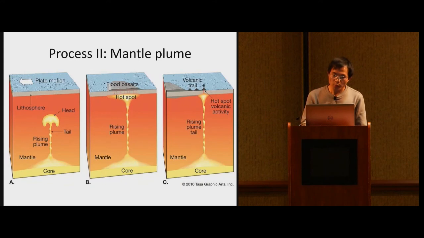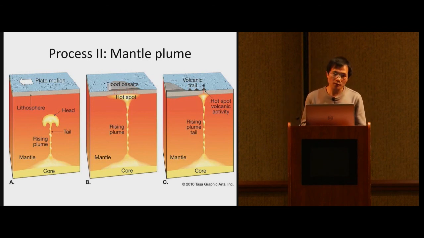Another traditional view is called mantle plume. A plume is hot mantle material rising from the bottom of the mantle. And the bottom of the mantle is 2,800 kilometers deep, contrasting to the 100 kilometers deep for the previous subduction process.